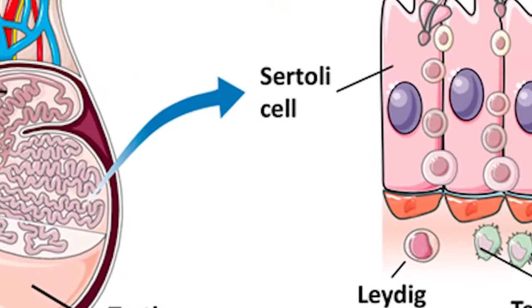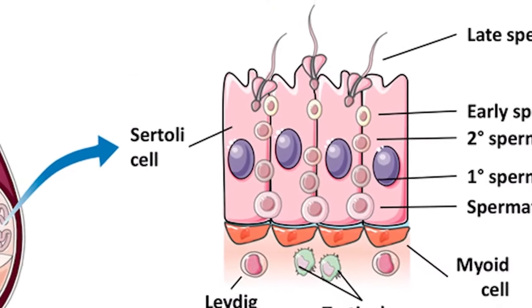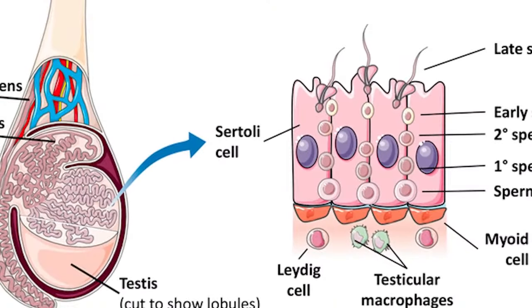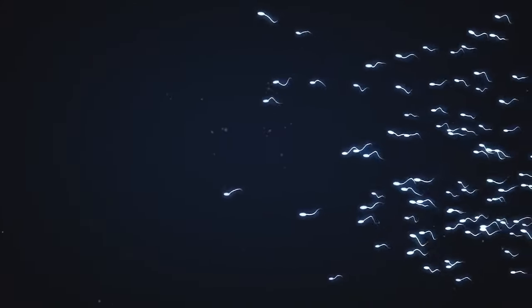Sertoli cells not only provide nutrition to the developing sperm, but also form a crucial barrier called the blood testis barrier. This prevents the immune system from recognizing and attacking the developing sperm as foreign cells.